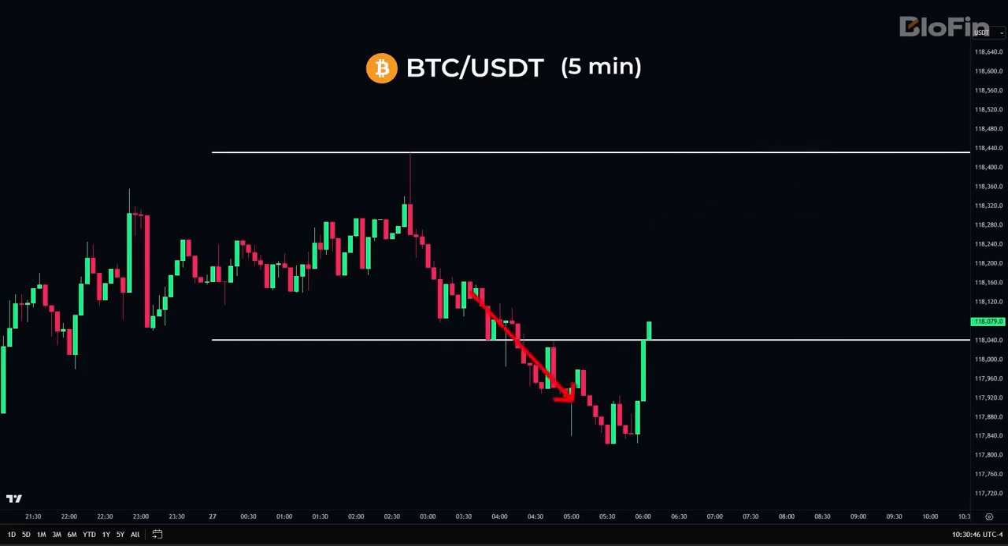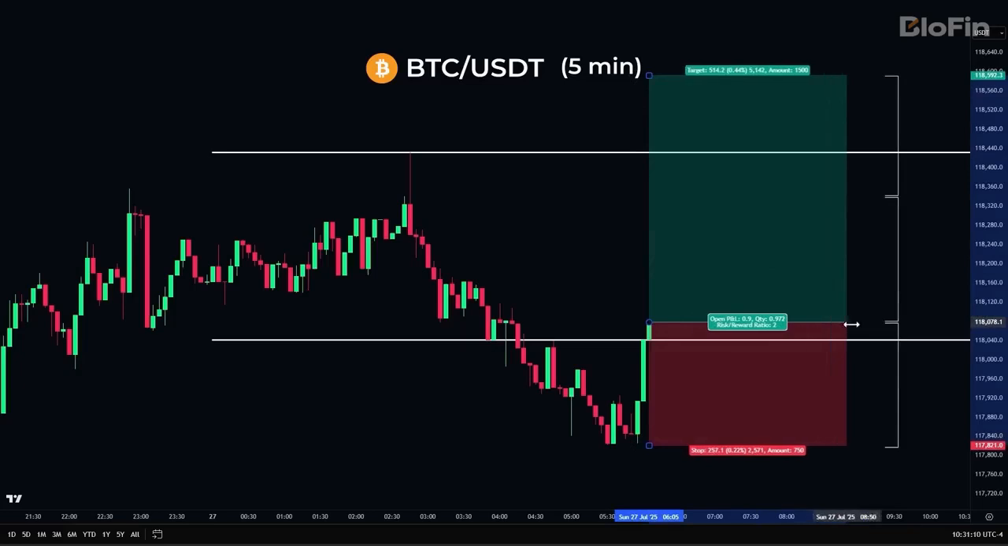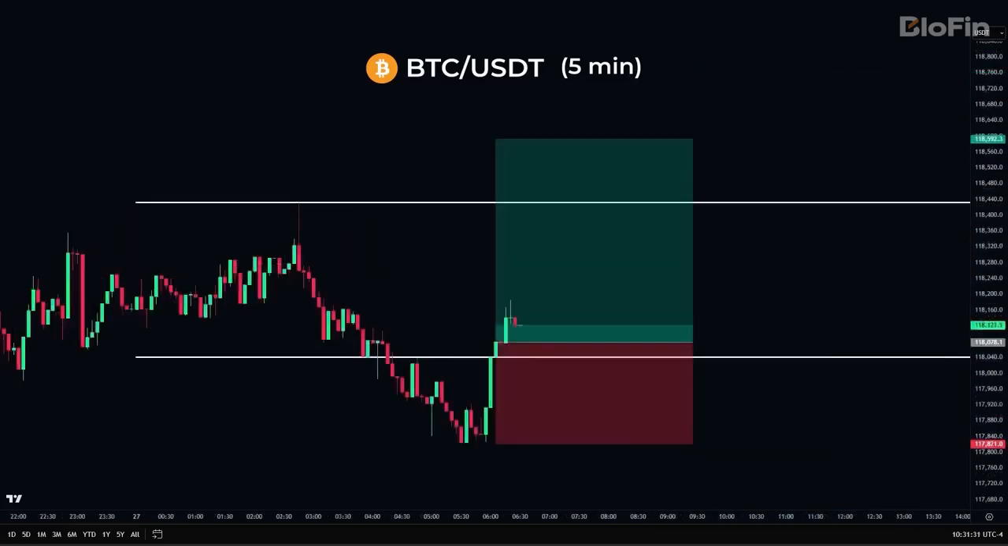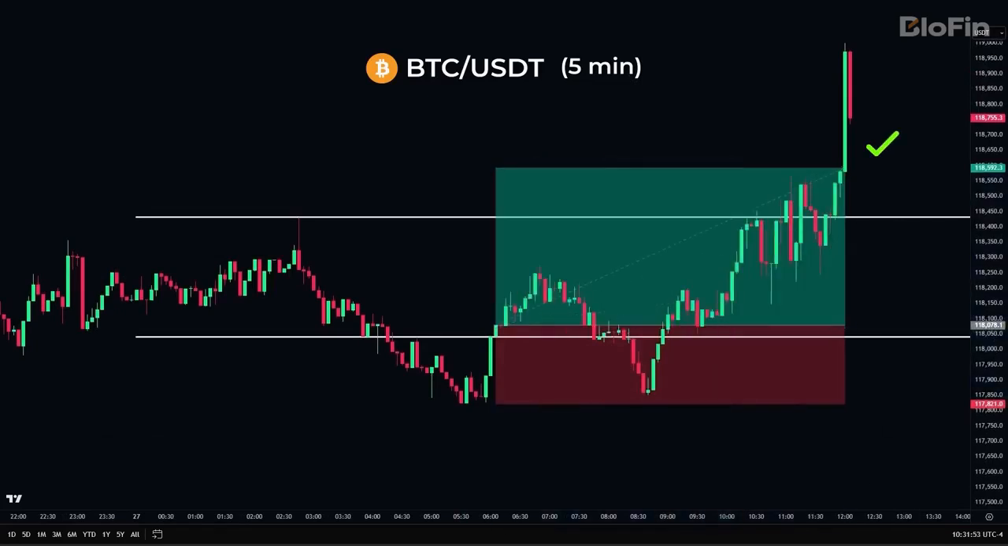Since price broke the range low and then re-entered, this is a signal to go long. For the stop loss, we place it at the exact low of the breakout move. And for the take profit, we set it at 2 times the size of our stop loss. As you can see here, price moves up and hits the take profit target.